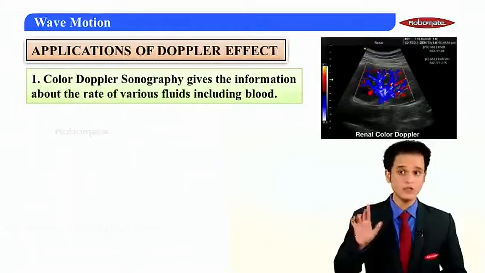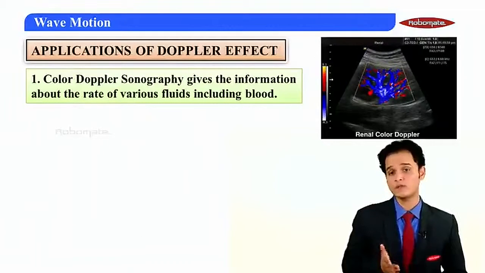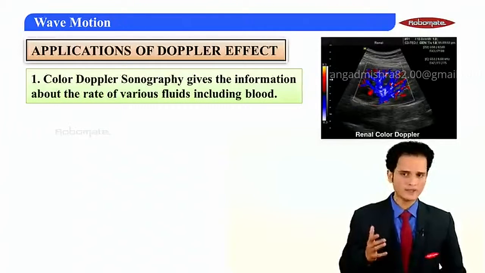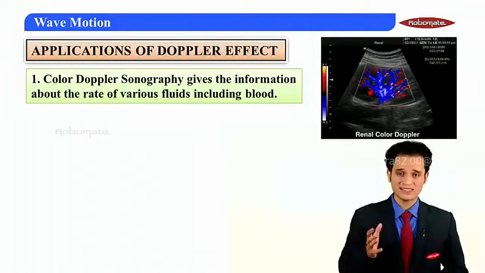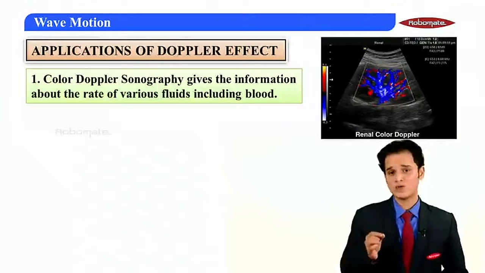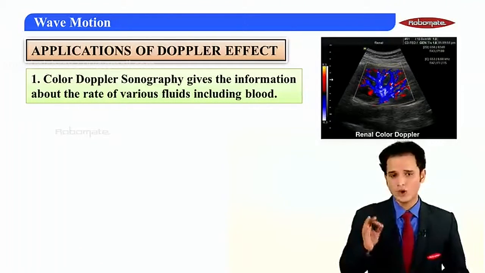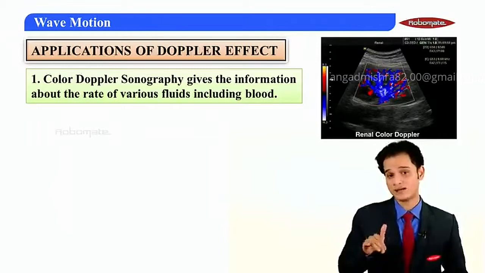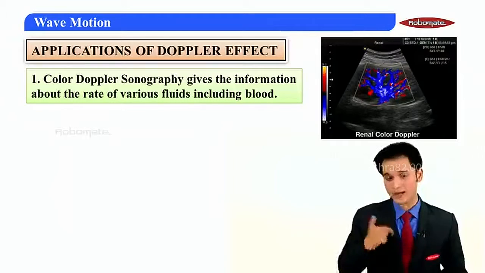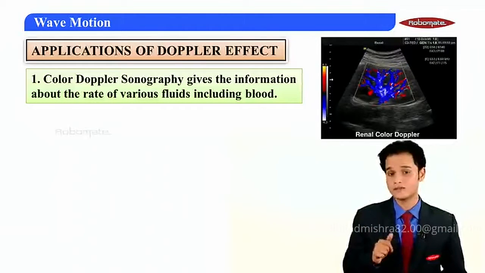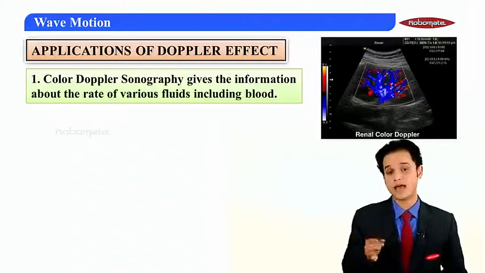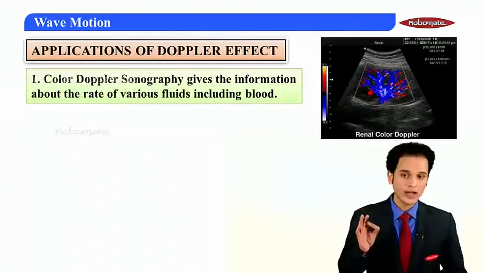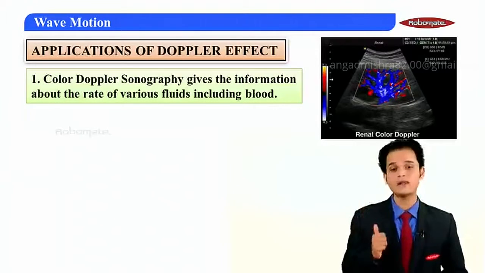First application, color Doppler sonography gives the information about the rate of flow of various fluids including blood. What happens is, the doctors incident ultrasonic sound waves on our body parts. Because of the fluids running inside our body, these ultrasonic sound waves get reflected. As they get reflected and are received, there is a path difference and there is a phase difference, because of which beats are heard, and based on the pattern of the beats we get the above pattern. This particular application is widely used in the medical industry, students.